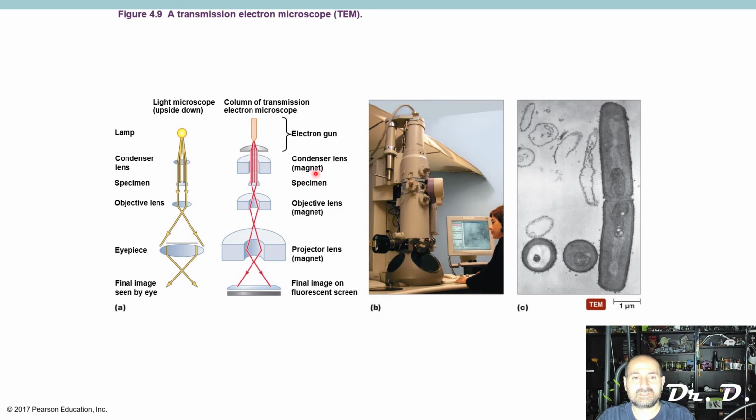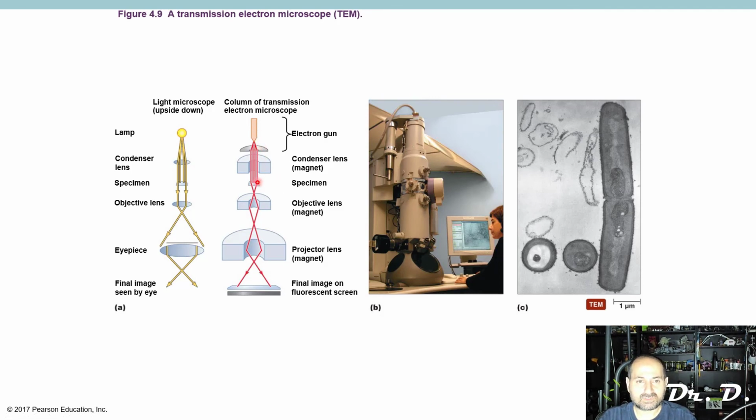So instead, you use magnets, right? The lenses are actually magnetic lenses, not glass lenses. So magnets force the electrons to magnify the image.